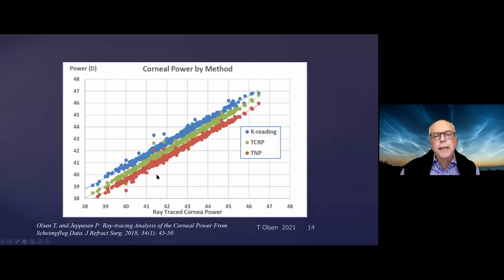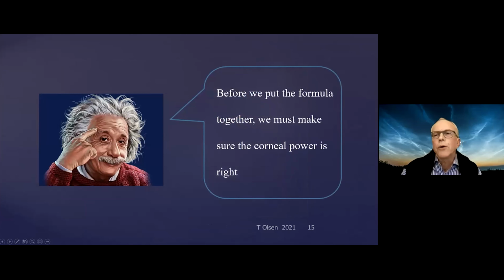And we have done that in a number of patients here. This is a ray traced cornea power. And here you have the other metrics. The black dots, that's the K reading if you use the wrong index, as I told you. And also the total corneal refractive power, which is given to you by the Pentacam, is in the middle. And actually the total corneal refractive power is claimed to be ray tracing based, and it actually fits very well to our data from exact ray tracing on the cornea. So my point is actually, before we put any formula together, we must make sure the cornea power is right. Otherwise, we don't have the physical reality.